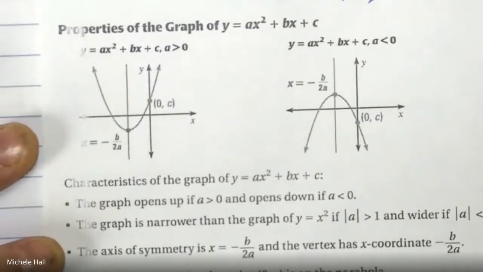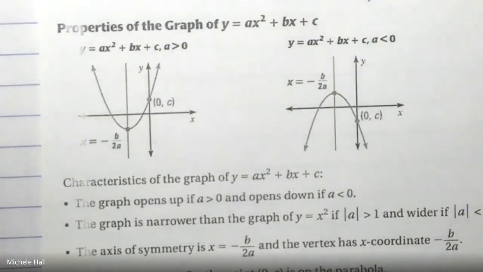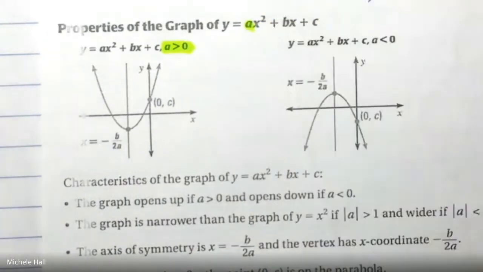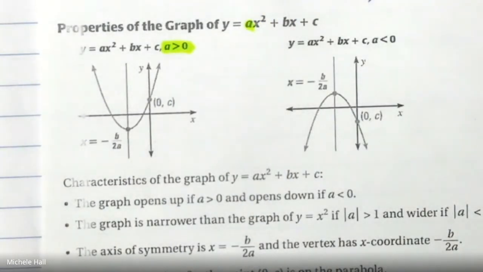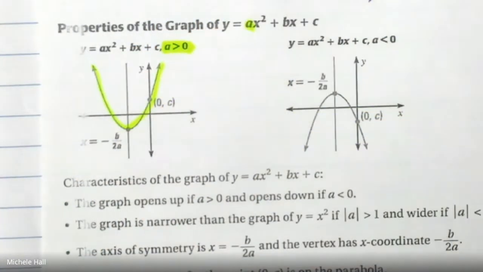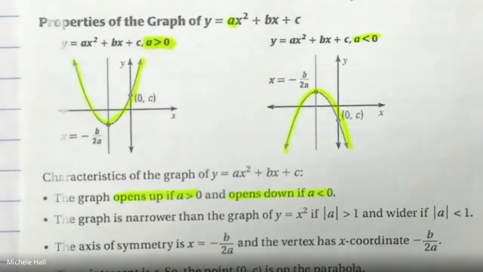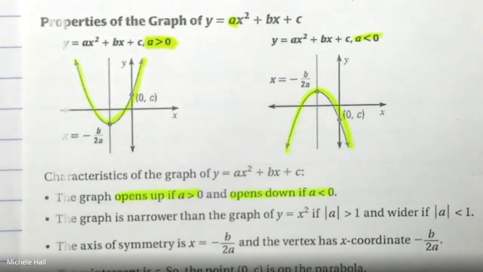Okay, properties of the graph. So this is going to be part of your homework, being able to find that AOS. And so when A is greater than 0, here's A, it's the leading coefficient. When A is greater than 0, it's positive, therefore it's facing in the positive direction. When A is less than 0, we can see that it's going to be facing in the negative direction. The next thing to notice would be that, and this is what your lab was about, if I had a big number, it got skinnier. If I had a fraction, it got wider. So the opposite of what you're thinking.